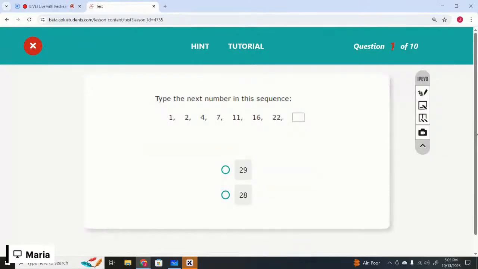Type the next number in the sequence. So which is the next number in the sequence? That is 29. Option number 1 is the correct option. 29 it is.